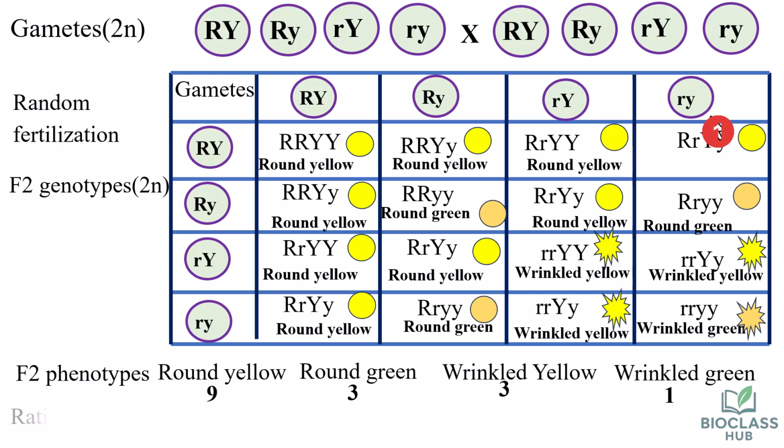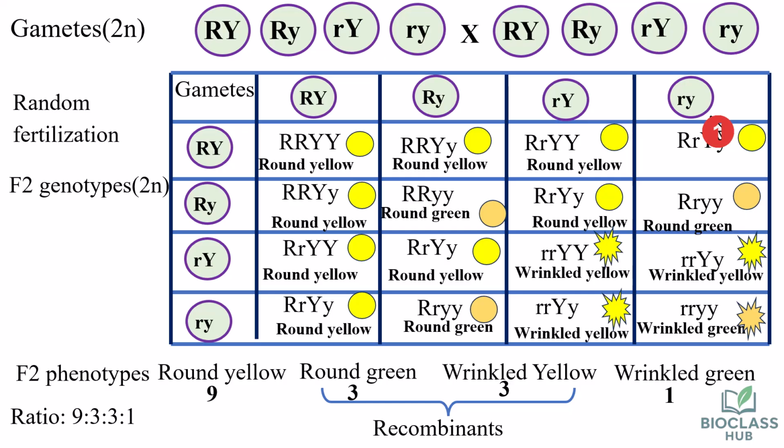The 9 round yellow and the 1 wrinkled green are parental types. They resemble the parents we started with to form the F1 generation. The 3 round green and 3 wrinkled yellow are the new combinations, called recombinants. These form when there is independent assortment and segregation of genes on the chromosomes. This ratio forms Mendel's dihybrid ratio, complete dominance.